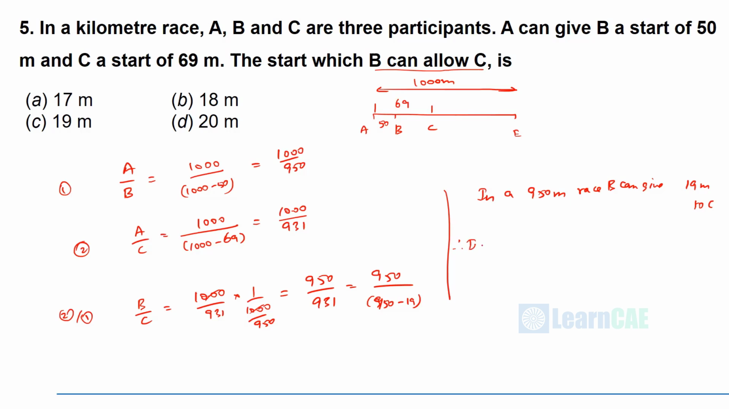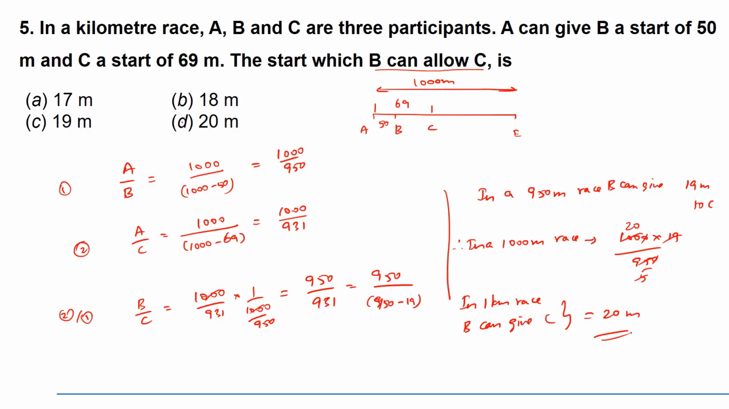Therefore, in a 1000 meter race, B can give 1000 into 19 by 950. This will be 5 times and this will be 20. In 1 kilometer race, B can give C 20 meters. So the answer is D.